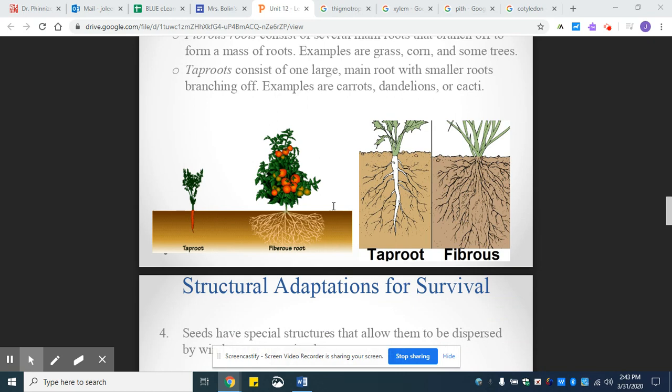In the pictures there, we have a taproot, an example given by something like a carrot that grows. A fibrous root would be more like tomatoes that you plant. And then again, it shows you the picture difference of a taproot versus a fibrous root. And that's again kind of the difference there.